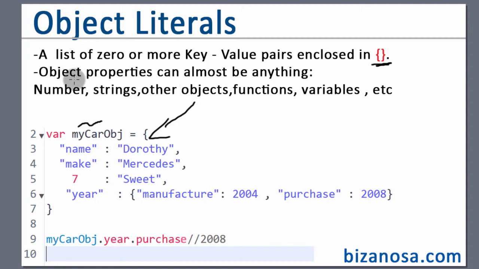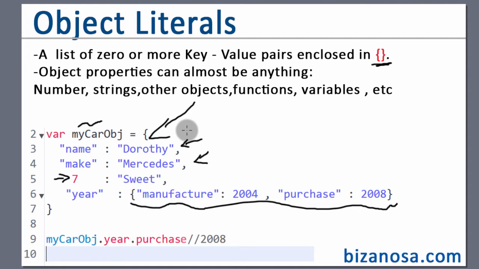So the object property names can almost be anything. It can be a number. You can even have functions in there. You can have strings. You can see this is a string. This is a number. So the property names and the properties themselves can be anything. It can be a function. It can even be other objects. You can see this is another object.